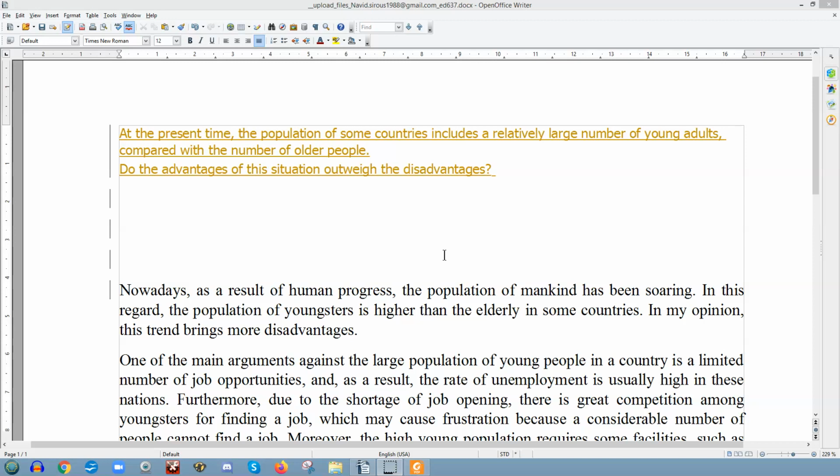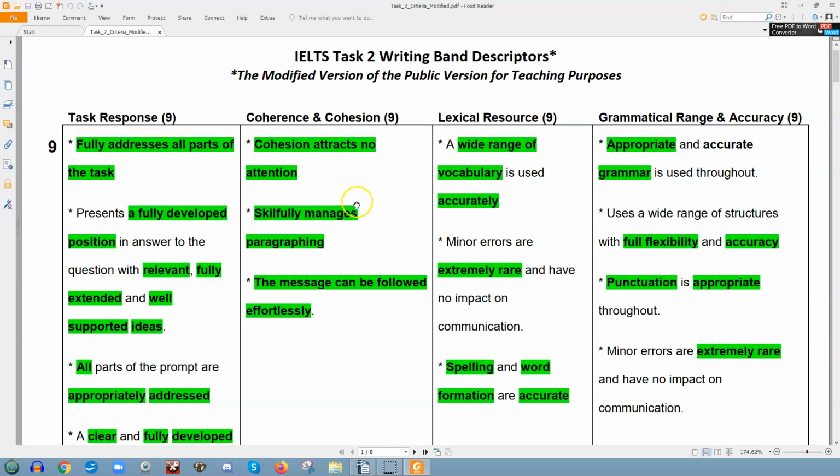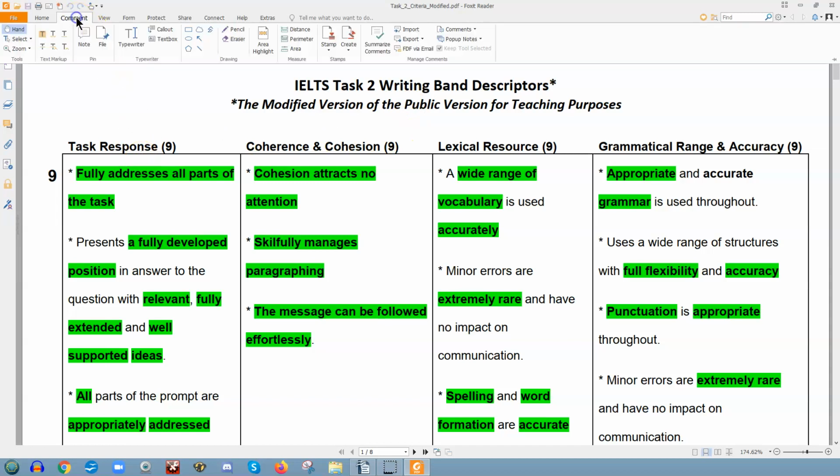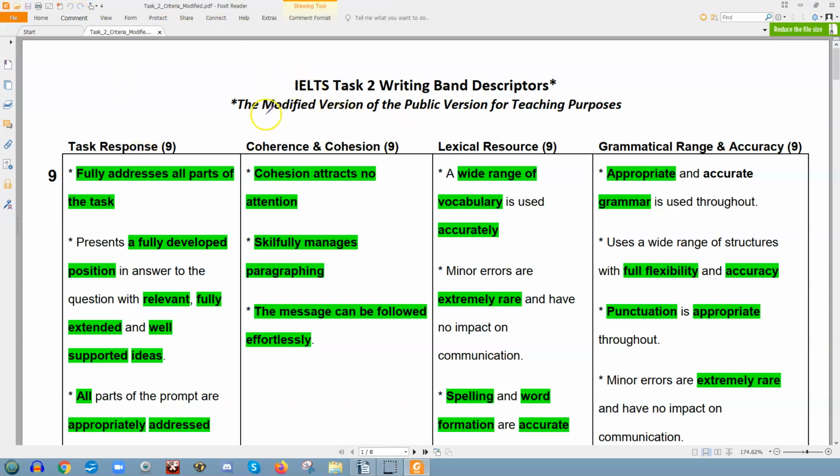So we randomly chose this essay here. The topic: at the present time, the population of some countries includes a relatively large number of young adults compared with a number of older people. Do the advantages of this situation outweigh the disadvantages? So I'm going to be referring to our adapted version of the public criteria, the official band descriptors. I'm going to be referring to these in my comments.